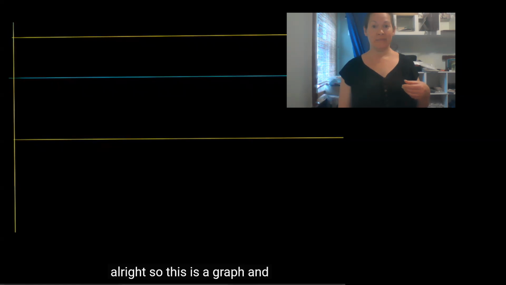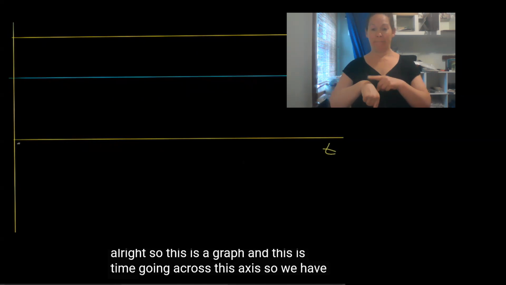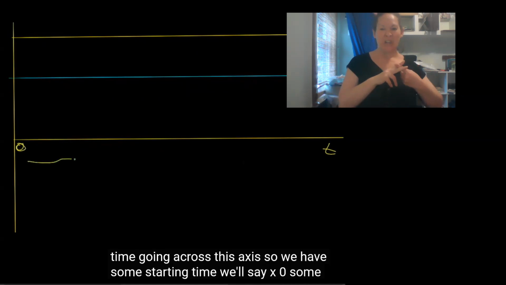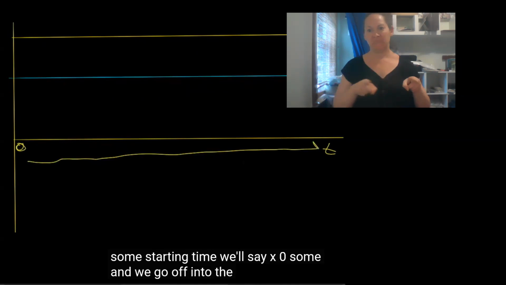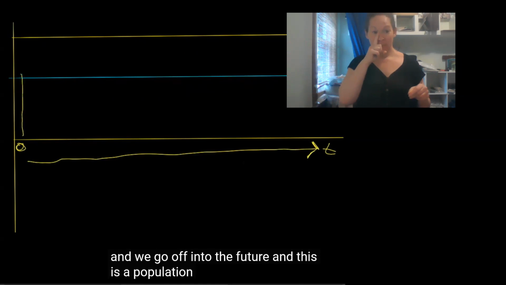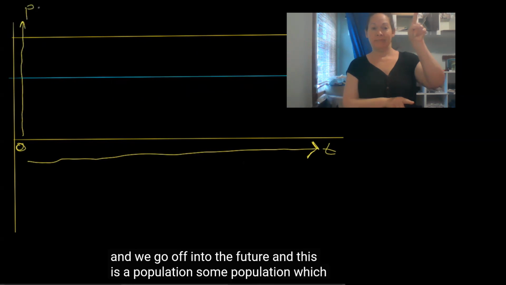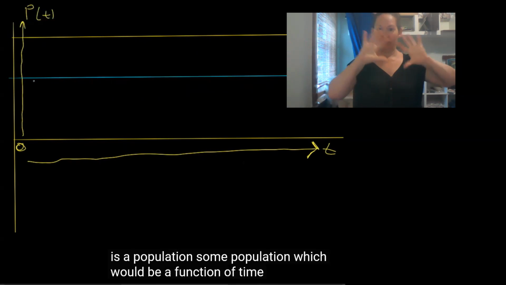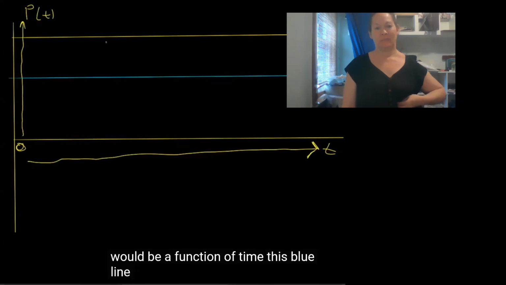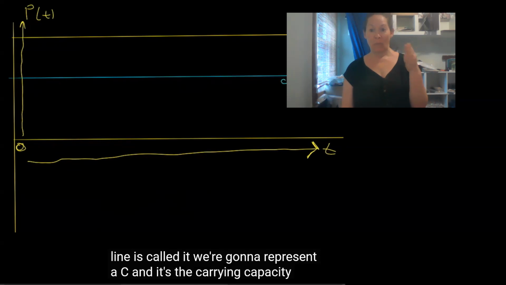And this is time going across this axis. So we have some starting time, we'll say time 0, and we go off into the future. And this is a population, some population, which will be a function of time. This blue line we're going to represent as C, and it's the carrying capacity.